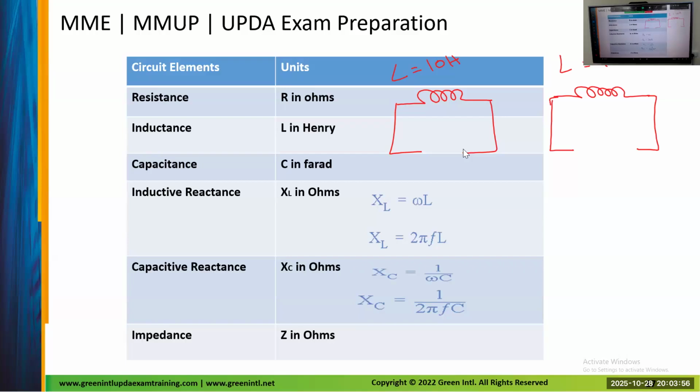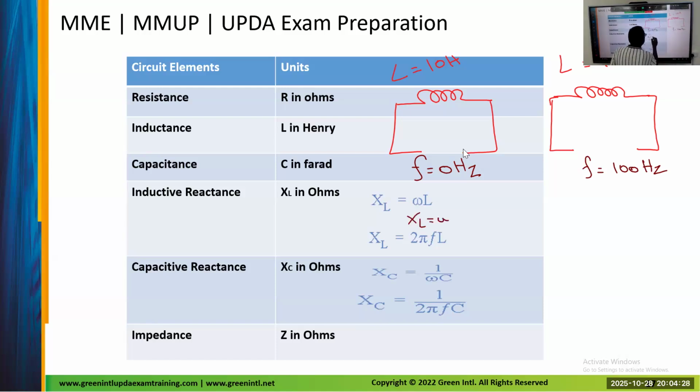So we have an inductance of 10 Henry. So we have two inductances, each having 10 Henry. Here we are applying a frequency of 0 Hertz. Here we are giving a frequency of 100 Hertz. What is the inductive reactance here?